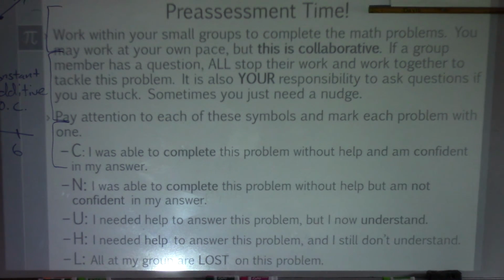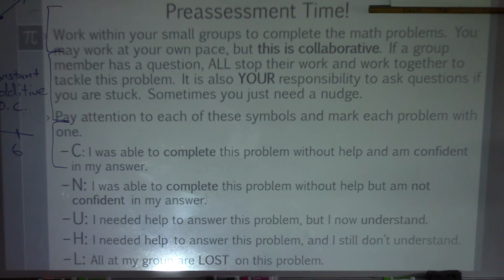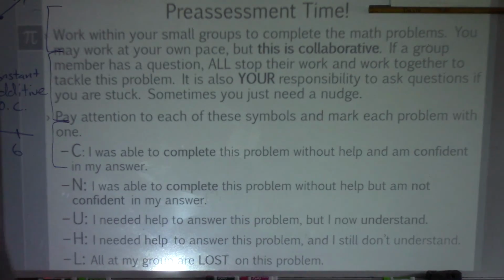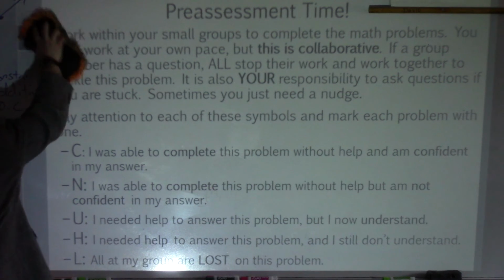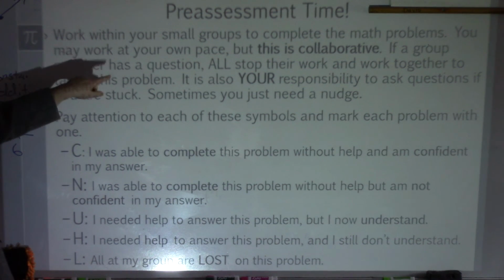So you're going to work within your small groups, right? So Caleb, either jump up here to group 1 or jump back to group 5, your choice. It's okay. Please notice, this is not an individual thing. You will work at your own pace at times, but you're going to work within your small groups to complete the math problems. Everything for me is collaborative. Unless I tell you otherwise, it's collaborative. You may work at your own pace, but this is collaborative.